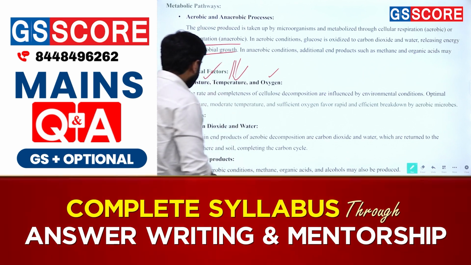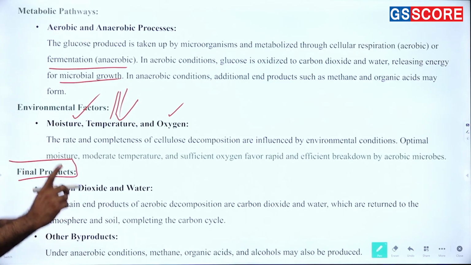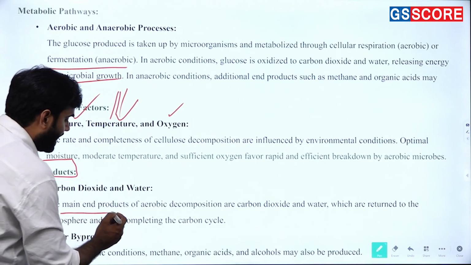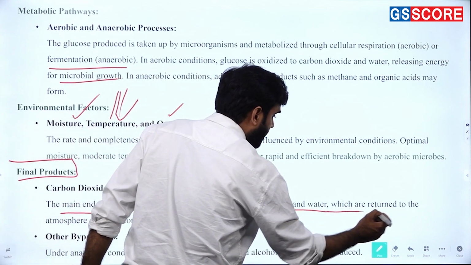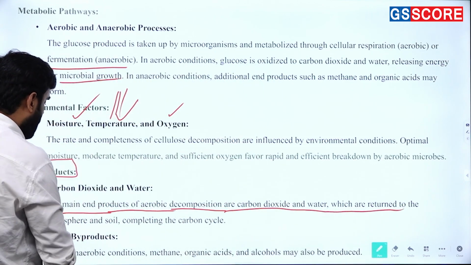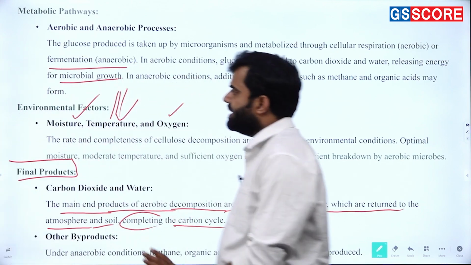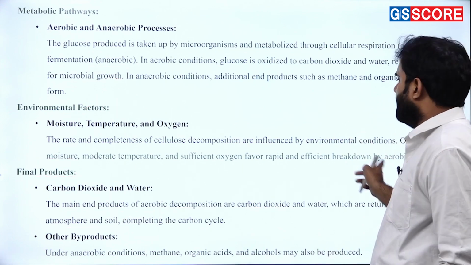And now let's move toward the final products. Whenever we write about the final products, you are talking about carbon dioxide and water. So here, note that the main end products of aerobic decomposition are carbon dioxide and water, which are returned to the atmosphere and soil, completing the carbon cycle. These are the basic things we have to write in our main body answer.